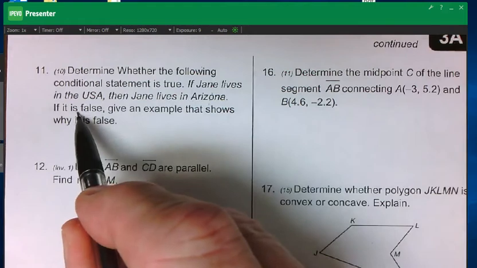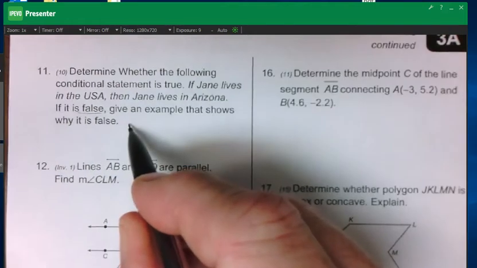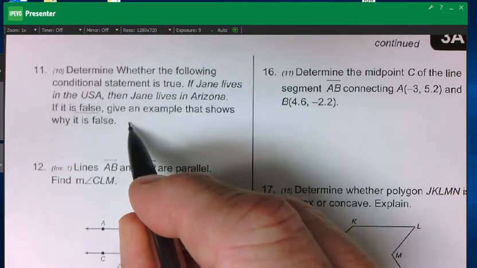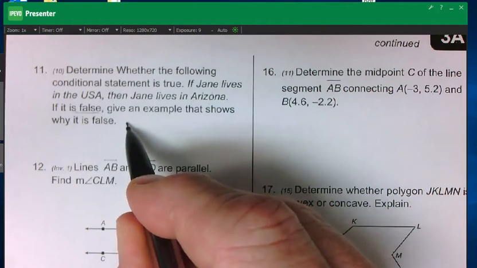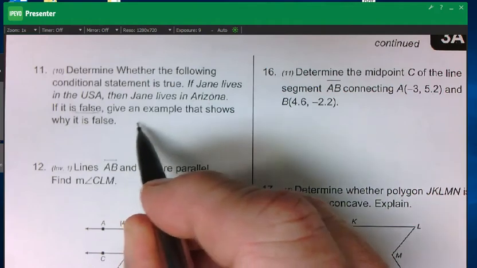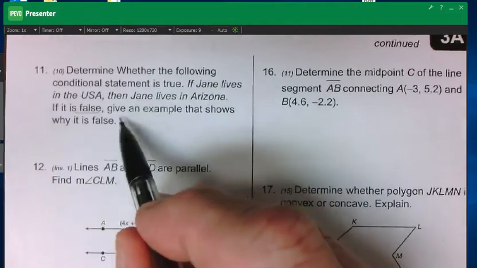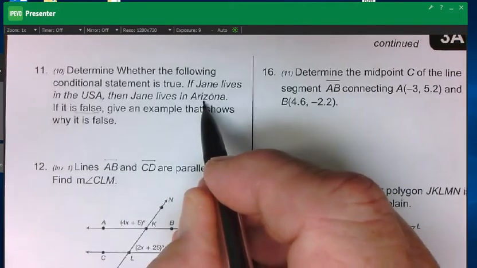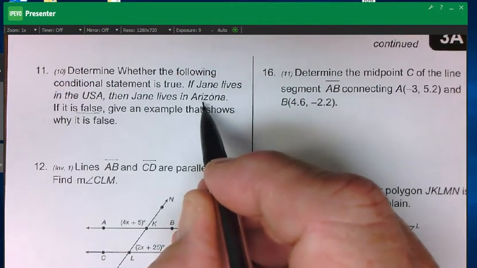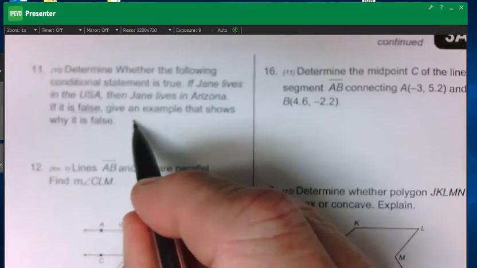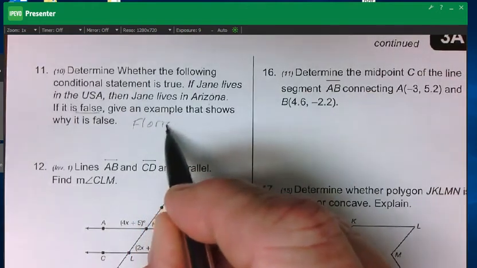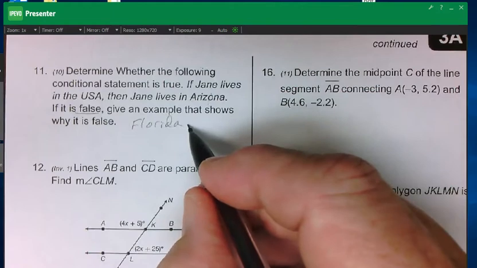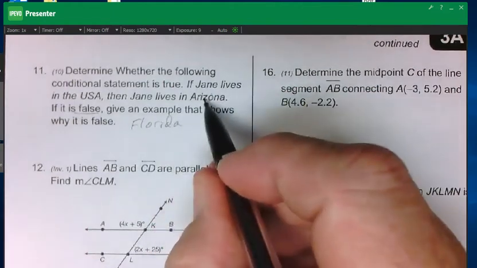But it's false because what if she lives in our state, Florida? I mean, Florida's the United States. So if Jane lives in the United States, she could live in Florida. It's not just Arizona. As far as the United States, we have 49 other possible states, at least, that she could live in. So Florida is a counterexample to Arizona.